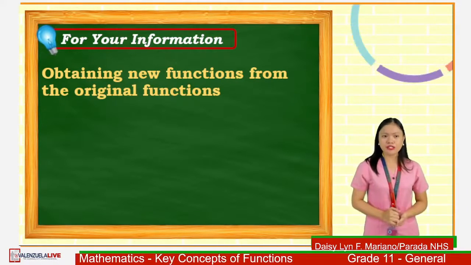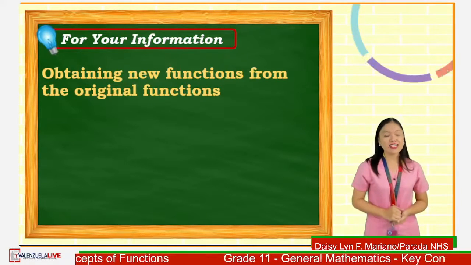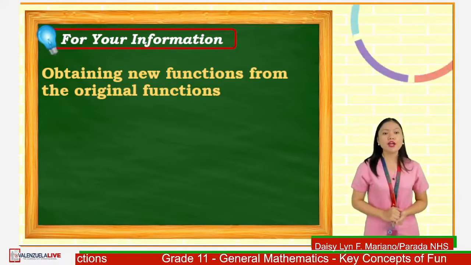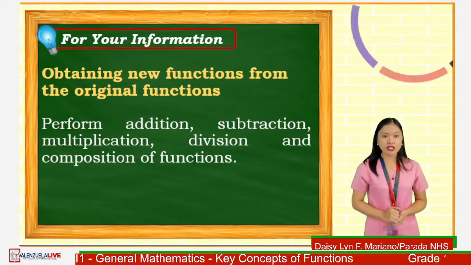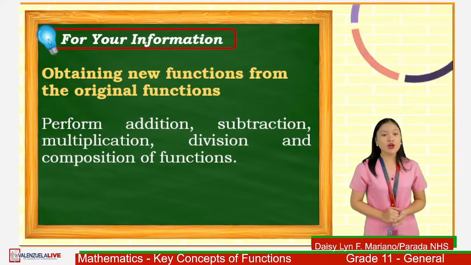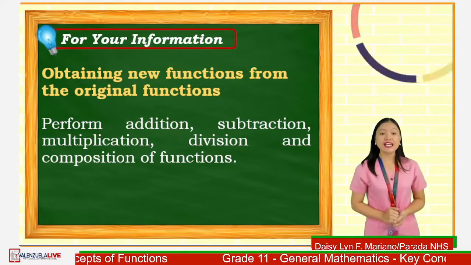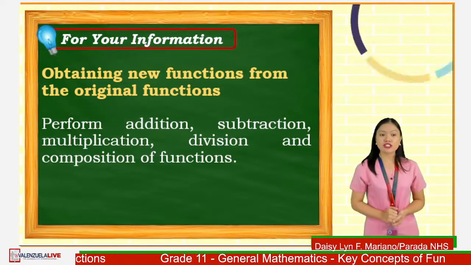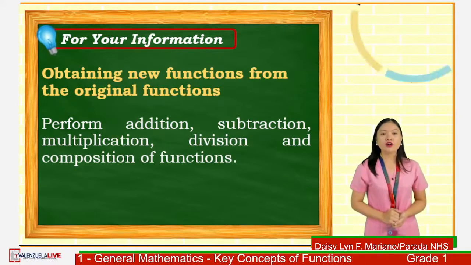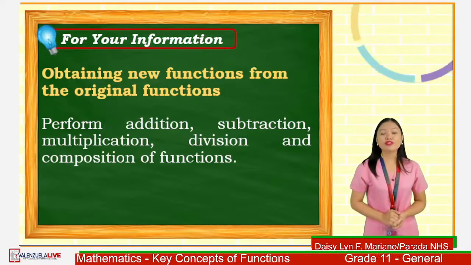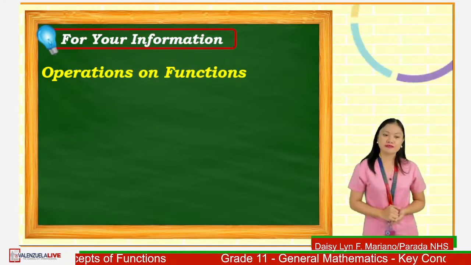Is it possible to obtain a new function from the original functions? How? That is through performing the operations addition, subtraction, multiplication, division, and composition of function. When we obtain a new function by adding, subtracting, multiplying, dividing, and composition of functions, these new functions are called the sum, difference, product, quotient, and composite of the original functions. Let us have the following definitions.